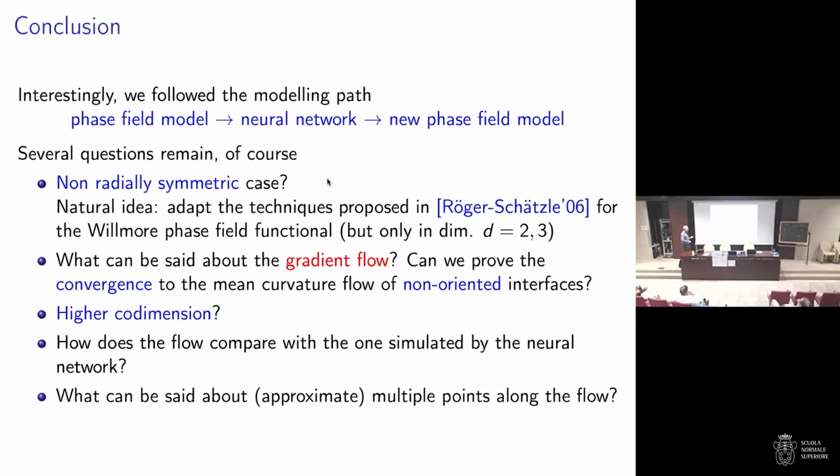How does the flow compare with the one simulated by the neural network? And what can be said about approximate multiple points along the flow? And that's all. And maybe I should recompile the file to get the simulations if you're interested in that. But sorry, I've been a little bit long. Thank you very much for your attention.